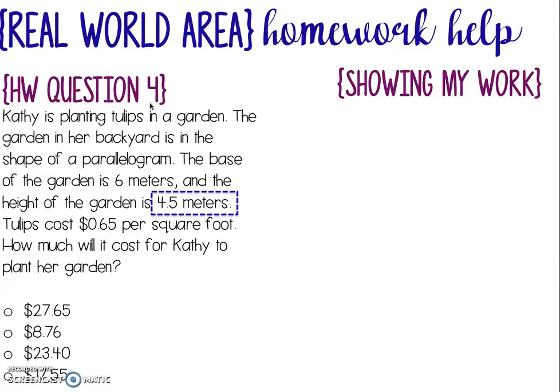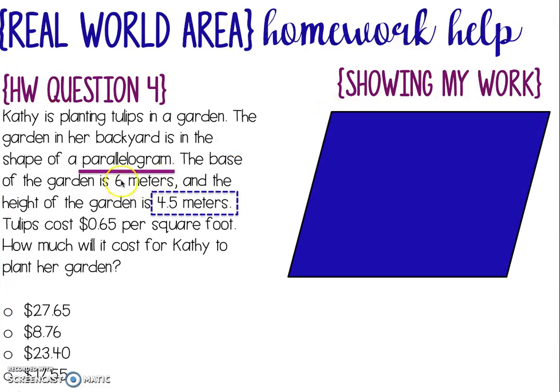Number 4 says, Kathy is planting tulips in a garden. The garden in her backyard is in the shape of a parallelogram. First thing I'm going to do to show my work is draw the parallelogram. Then it says the base of the garden is 6 meters and the height of the garden is 4.5 meters. Tulips cost 65 cents per square foot. How much is it going to cost for Kathy to plant her garden?